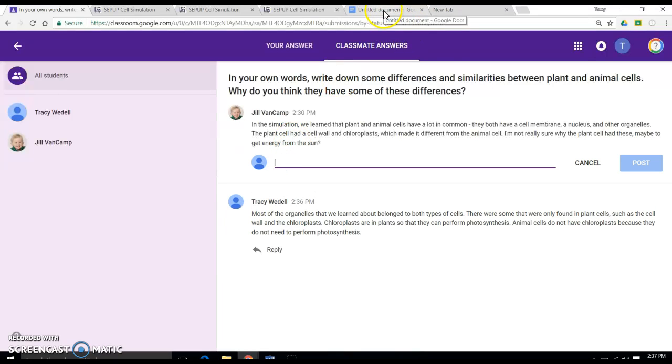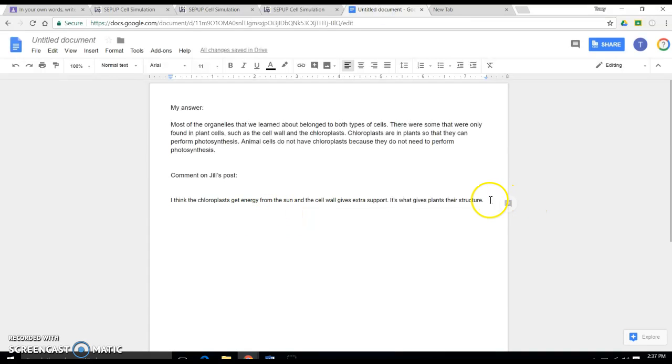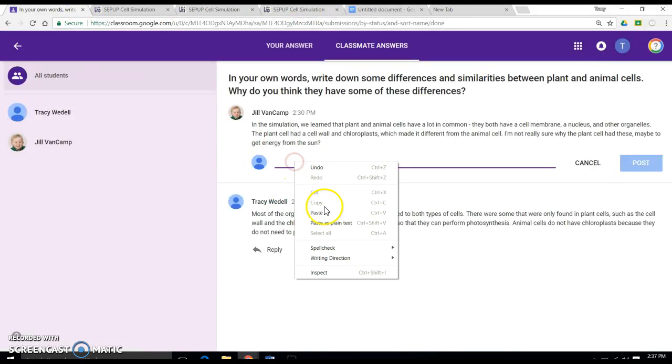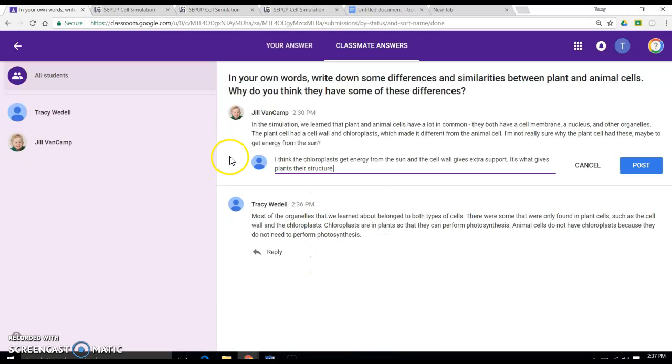And I also had typed this earlier, so I'm going to go ahead and copy and then paste, but something that you can comment could be something like, I think the chloroplasts get energy from the sun, and the cell wall gives extra support. It's what gives plants their structure. And again, once you're okay with your response, you can go ahead and hit post.